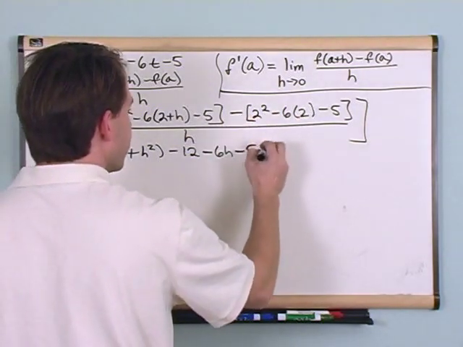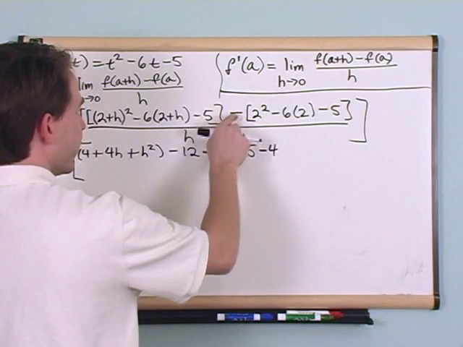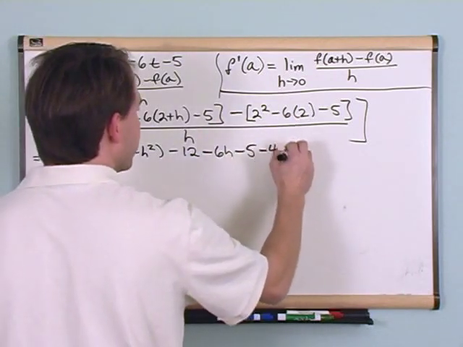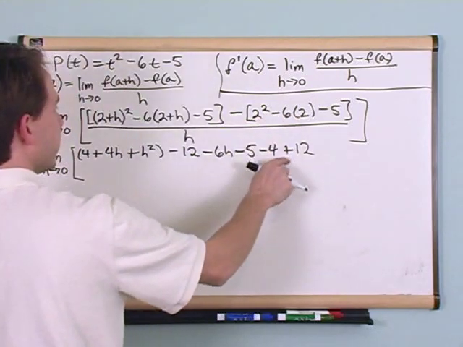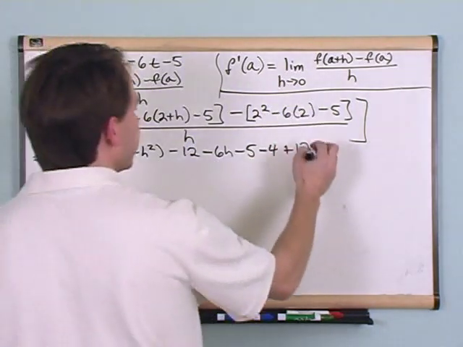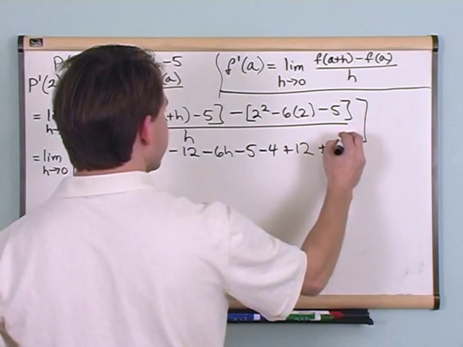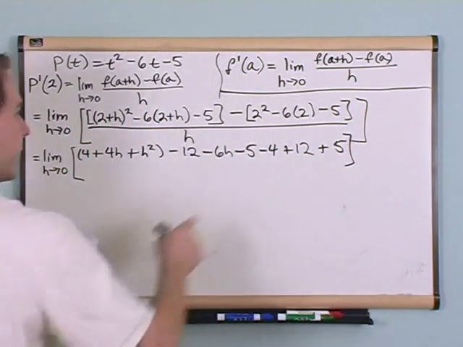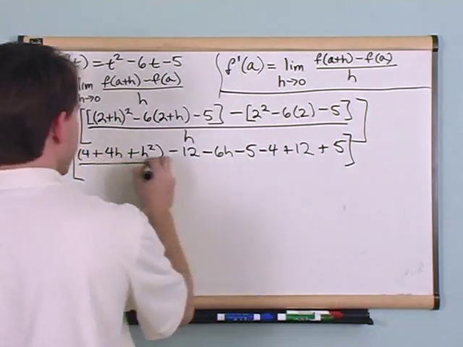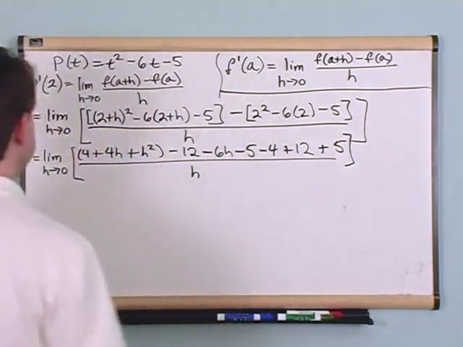This is going to be negative 4. 2 times 2 is 4 with the negative sign. This is going to be positive 12. Negative times negative is positive, and this is 12. And then the final value is just going to be positive 5, because negative times negative is positive. So I come over here and put an h here.